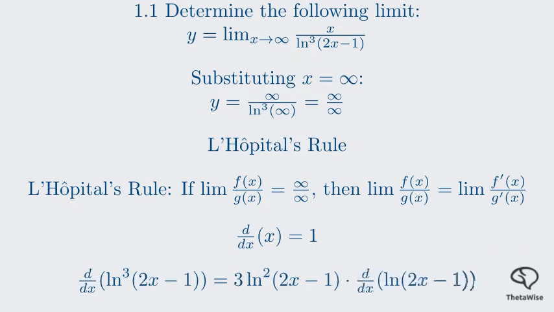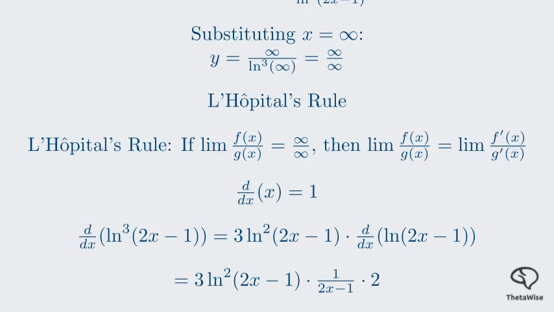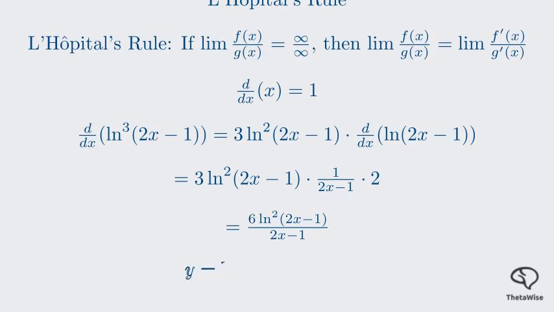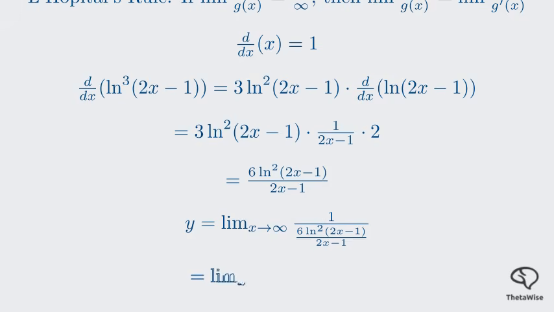The derivative of x with respect to x is 1. The derivative of the denominator using the chain rule is 3 times the natural log of 2x minus 1 squared, times the derivative of the inner function, which is the natural log of 2x minus 1. The derivative of ln u is 1 over u times du/dx, which gives us 1 over 2x minus 1 times 2. Combining these gives us 6 ln squared of 2x minus 1, all over 2x minus 1. Now we substitute these derivatives back into our limit. The limit becomes the limit of 1 over our new denominator. We can rewrite this by multiplying by the reciprocal. This gives us the limit of 2x minus 1 over 6 ln squared of 2x minus 1.